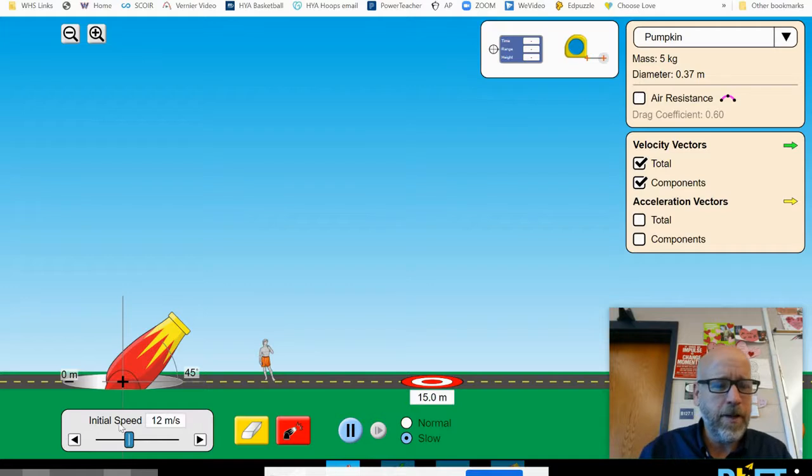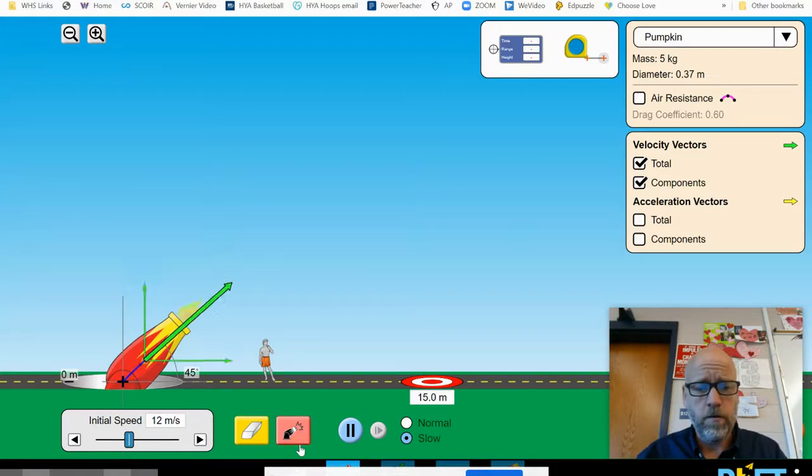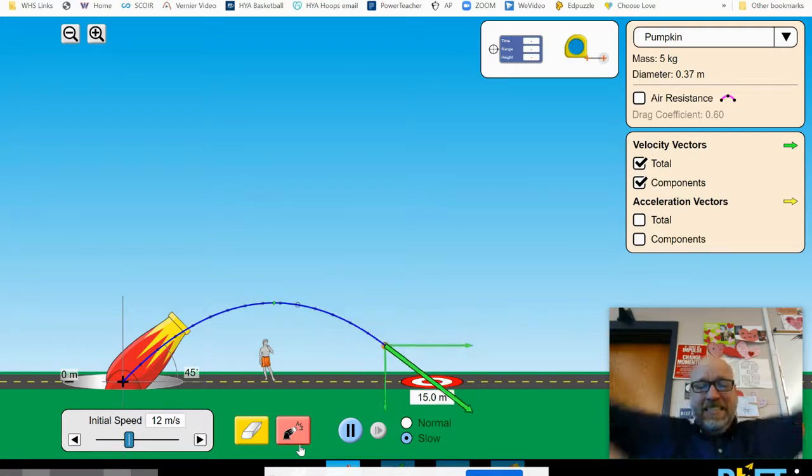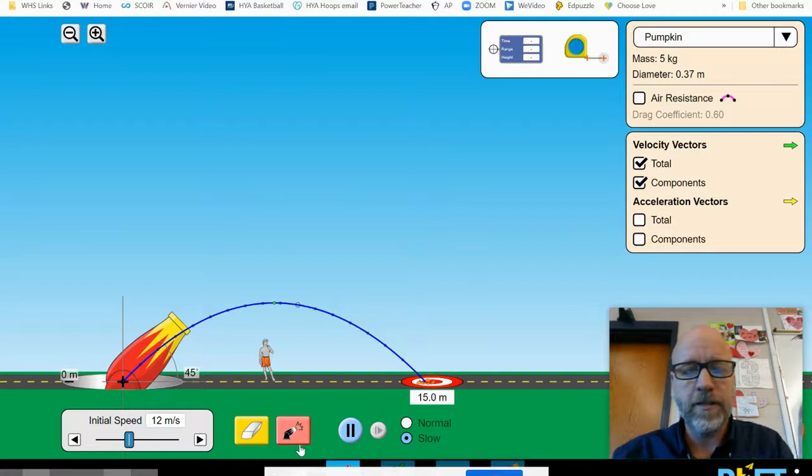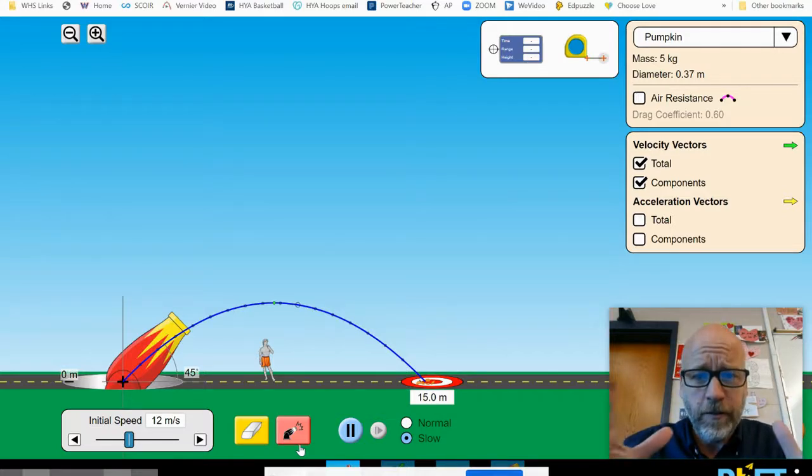How about if I fire this thing off at 12 meters per second at 45 degrees? Let's take a look. Oh, is it going to hit the target? Yes! Now, the objective is not to hit the target. The objective is to understand physics. But it does feel good.